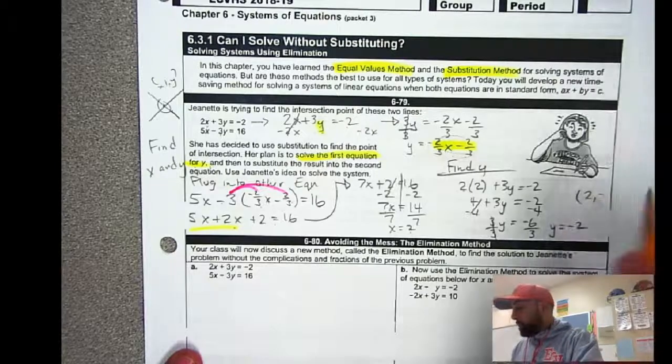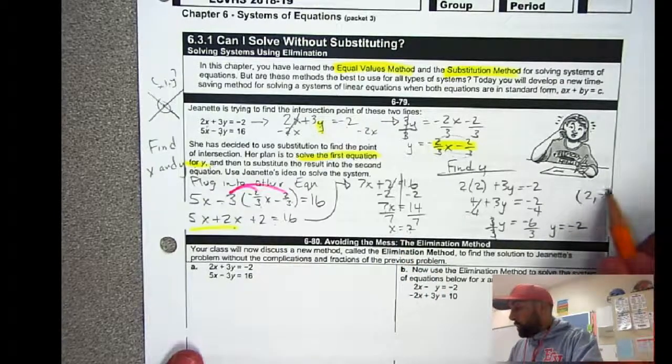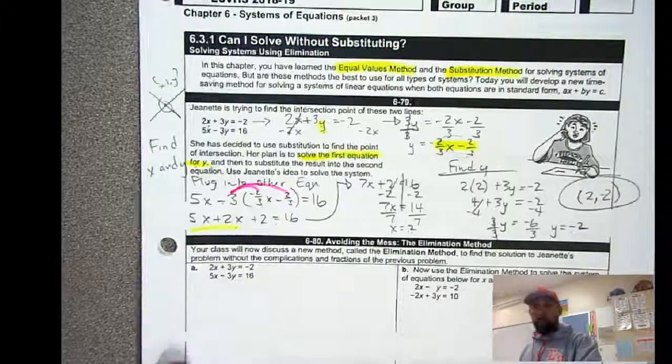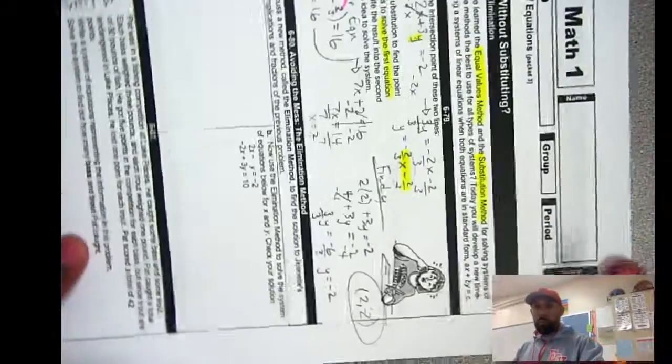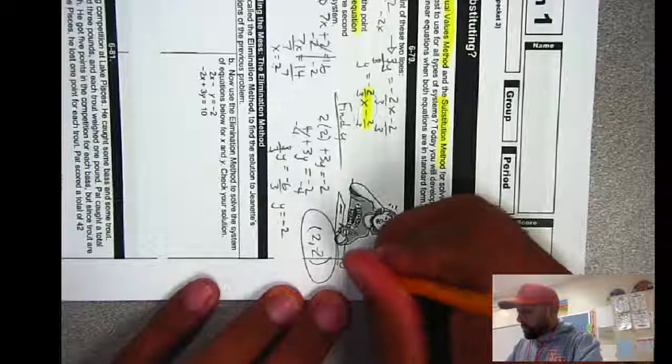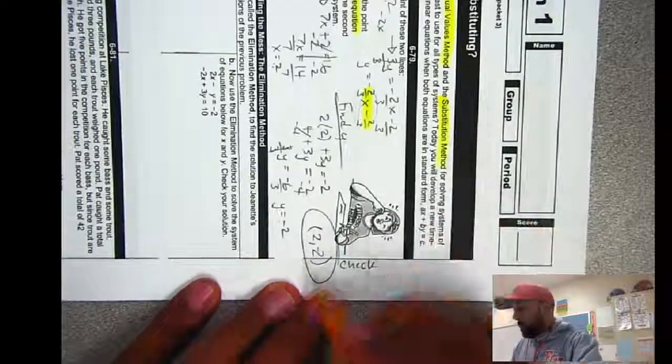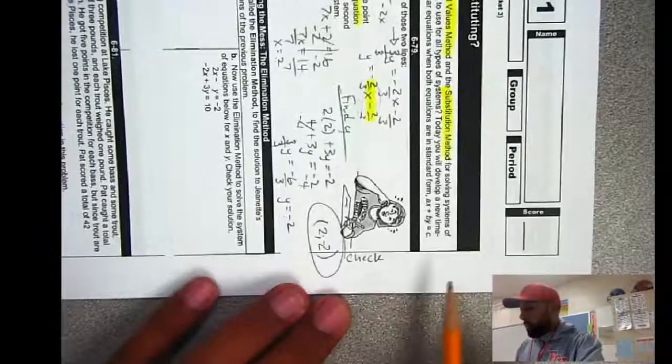2 is the x, and the y is minus 2. So you write it in parentheses like that. Now the thing is, you want to check this. Okay, you want to check to make sure you're right. So we have to plug it in. So I'm going to do my check right over here, with that same point. I'm doing it sideways because I'm running out of room.